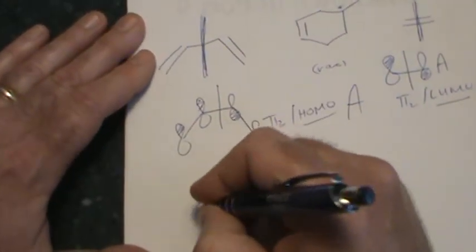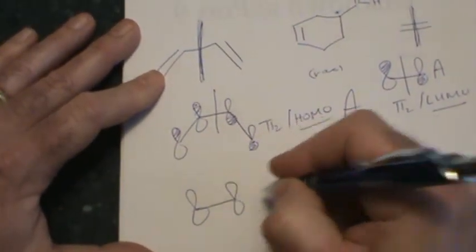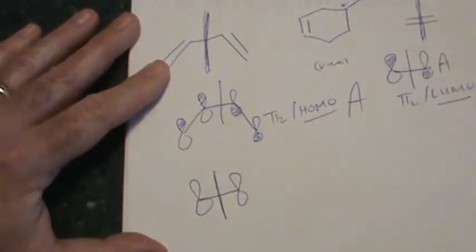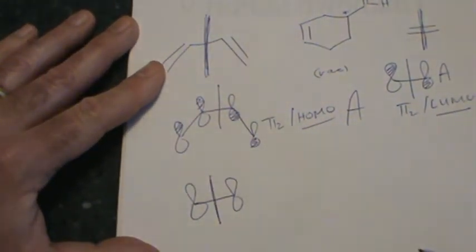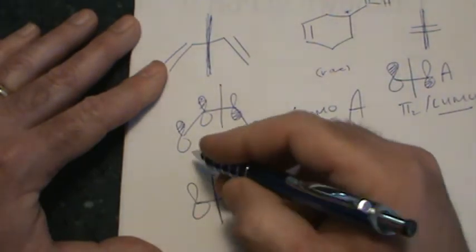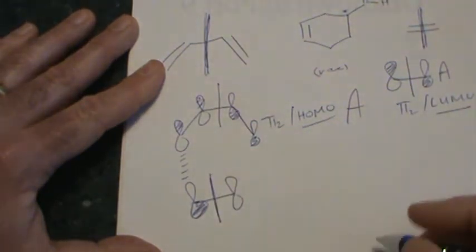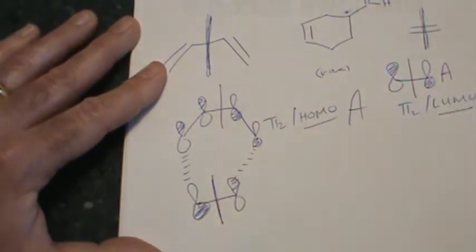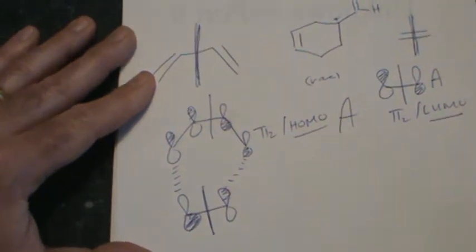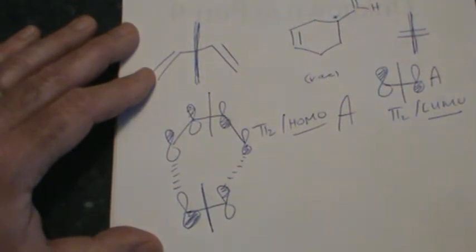Now I'm going to redraw pi 2 for my LUMO over here. But once again, I want to do it in such a way that I give myself a fighting chance. Since this is unshaded, I'm going to leave that unshaded so that I set up a bonding interaction, which means that that one must be shaded as I pass through a node. This one must be shaded, and lo and behold, there's another bonding interaction there. So my frontier molecular orbital treatment also predicts that this is allowed.